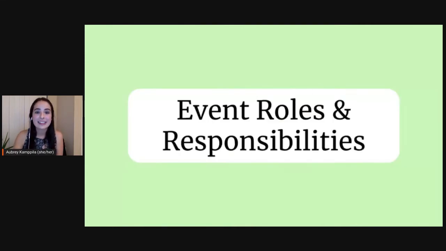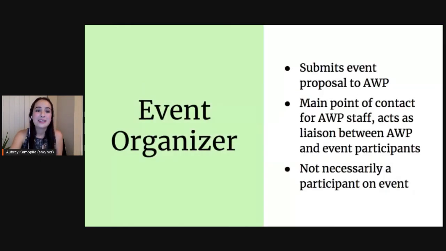Next in this webinar, I'll discuss the different event roles and responsibilities that are involved in an event proposal. So if you're watching this webinar and you're getting ready to submit a proposal yourself, most likely you're going to be the event organizer. And that's the person who submits the event proposal to AWP and the person who serves as the main point of contact for AWP staff. If the event is accepted, you'll act as the liaison between AWP and your event participants to make sure that everyone knows what's happening with the event and is prepared to present it whenever you're scheduled to. The event organizer can be a participant on the event, but they don't have to be. They can just be the person who organizes everything for all of the panelists.